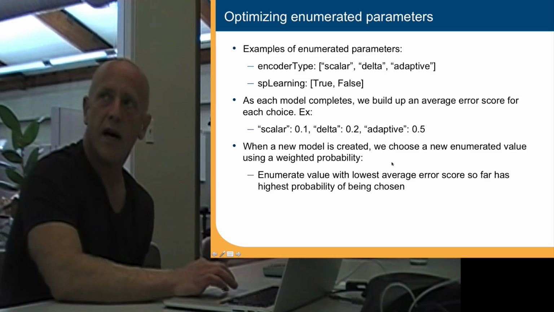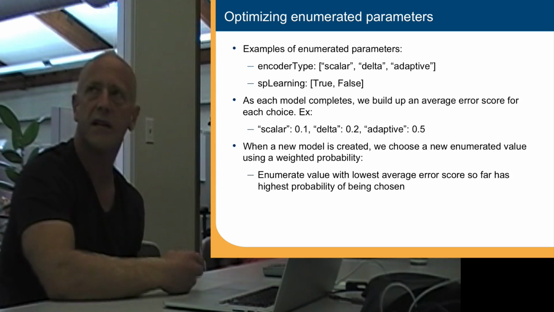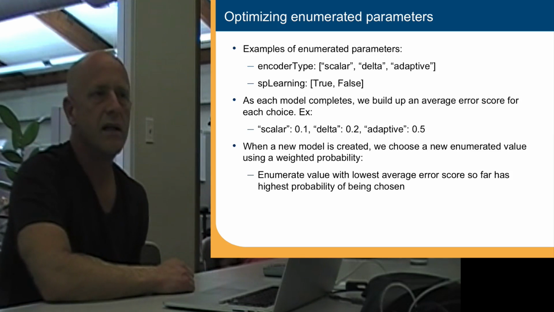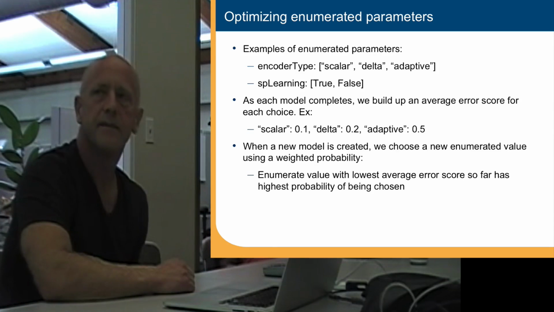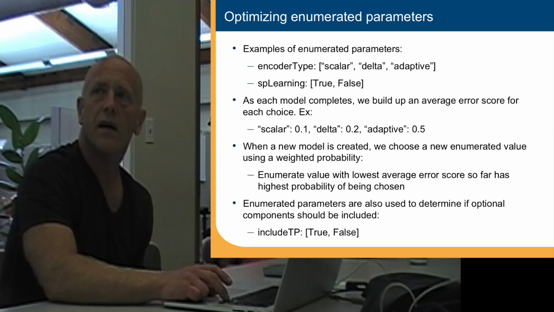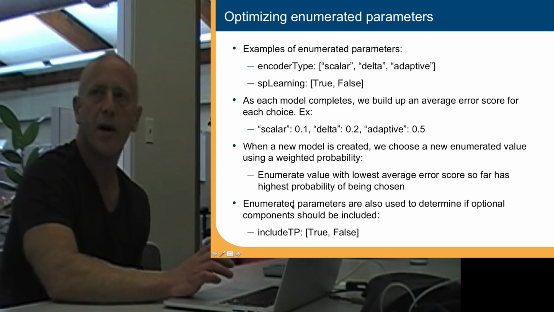When we create a new model, we choose a new enumerated value using a weighted probability. And what we do is we give the one that had the lowest error score, we're most likely to pick that for the new model. So we just kind of weight them inversely proportional to the error scores. But initially it's just random? Initially it's just random, yeah.